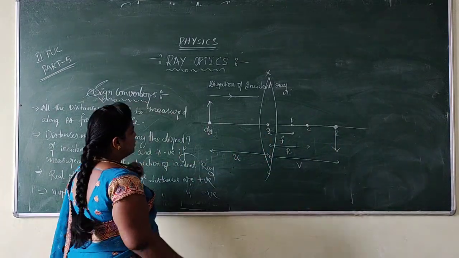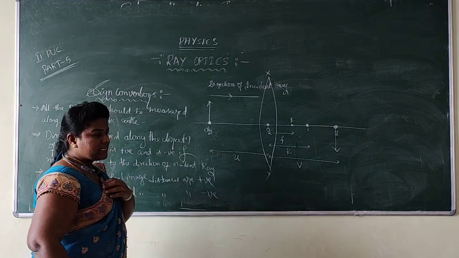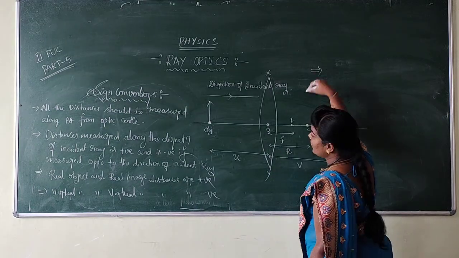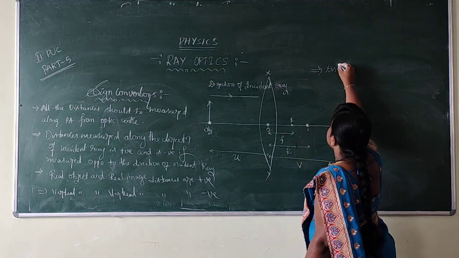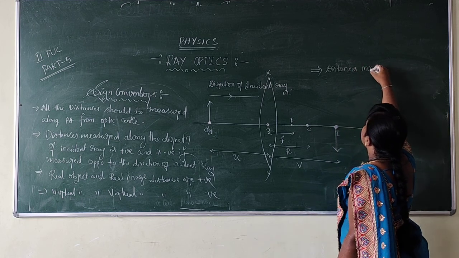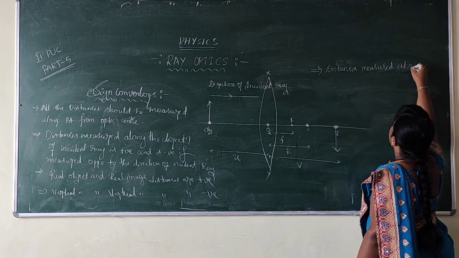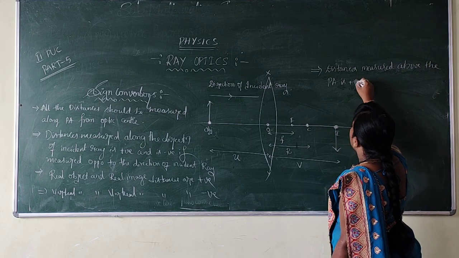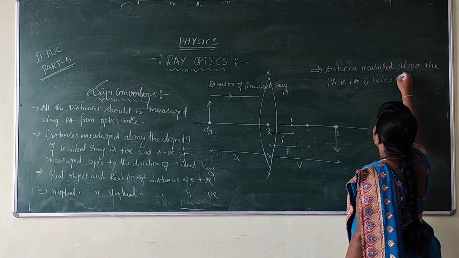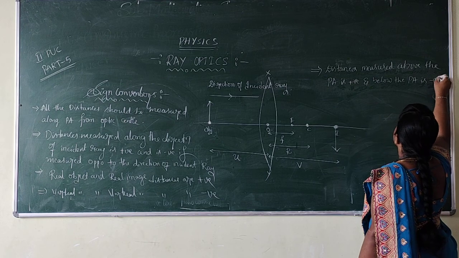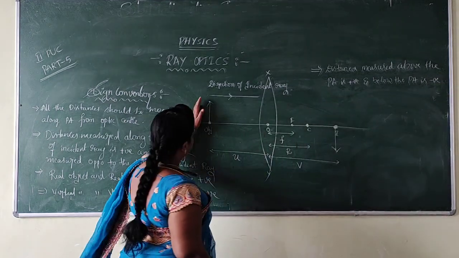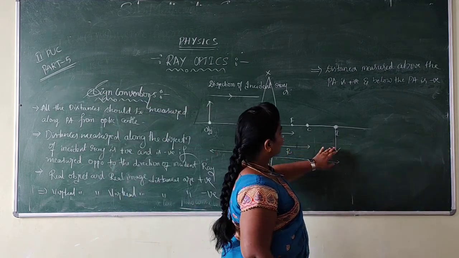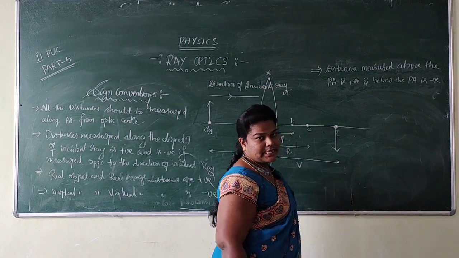And you can observe the object is exactly above the principal axis and the image is below the principal axis, right? Now, the next sign convention is that distances measured above the principal axis are positive and below the principal axis are negative. If I want to measure the height of the object, it is above the principal axis, so it is taken as positive. If I want to measure the height of an image, it is below the principal axis, so it is taken as negative.